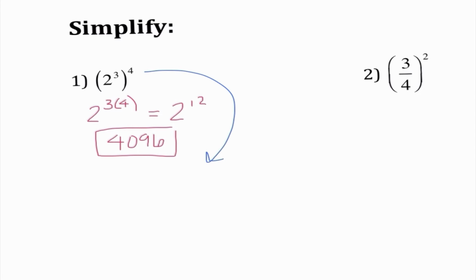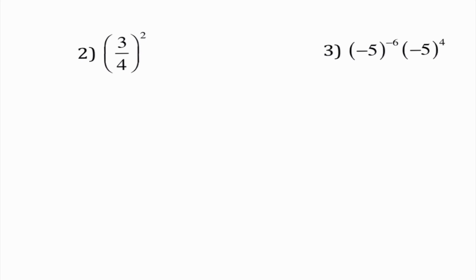Now, I just want to point out we could have also done this an alternate way. I could have done my parentheses first, which technically is what we should do, and I would get 2 cubed is 8 to the 4th power, which is also 4,096. So this is a problem that we really could have gone about doing either way. It doesn't matter. We just need to do whatever is easiest.